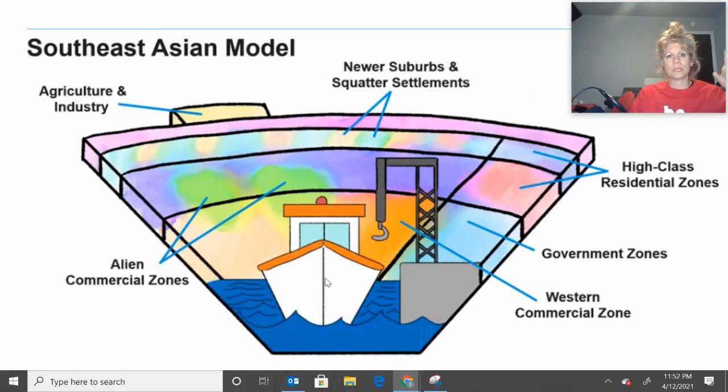So let's look at this really quick. Remember, your central business district is not going to be what we've seen in the past. It's actually going to be a port, and so this is going to be designed for mostly trading. So you have your commercial zone here, your government zones here, and high-class residential zones here. Your squatter settlements are going to be on the outskirts. You're going to see your agriculture and industry back here beyond your squatter settlements, and even your alien commercial zones through here, right above, so there's good access to the port there.